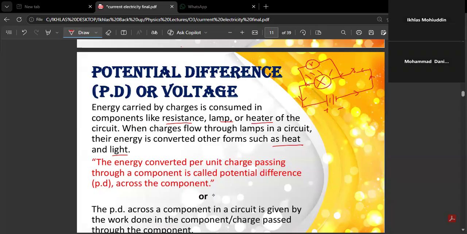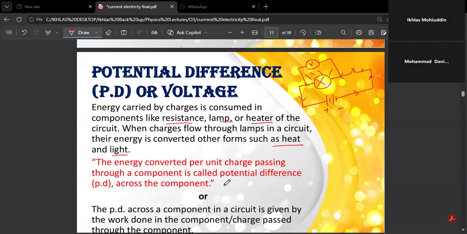Parallel to the component. We all know that a voltmeter is an electrical instrument that is used to measure voltage in a circuit, right? So if we want to find out the voltage drop across a lamp or across a heater, across any resistance, that voltage will be called potential difference, right? Or we can find the potential difference across any 2 points in a circuit.